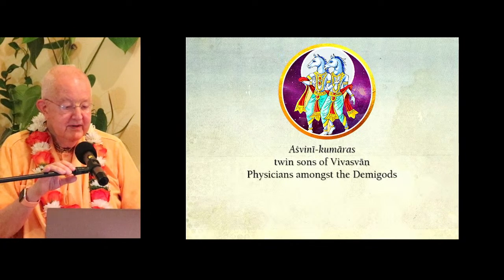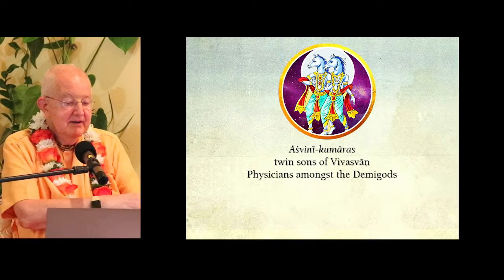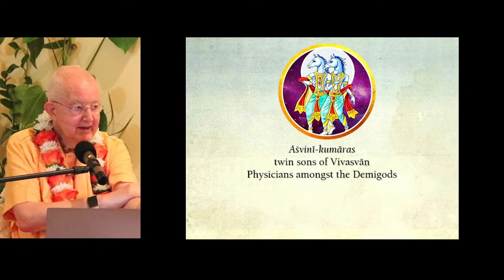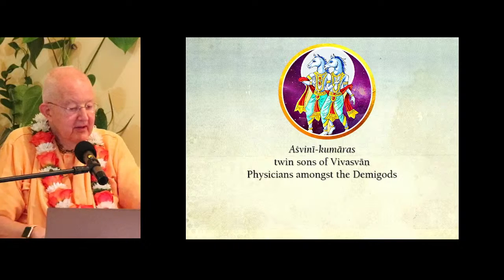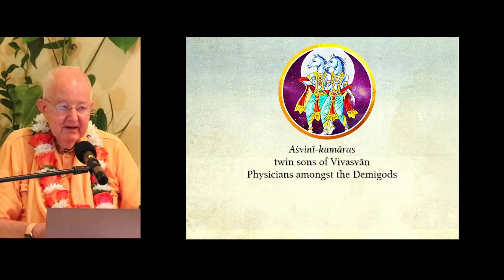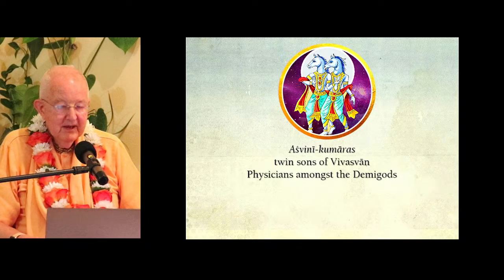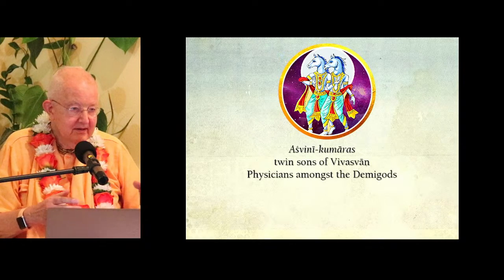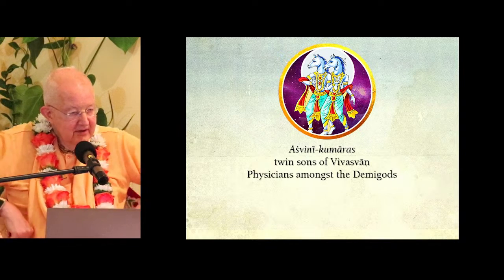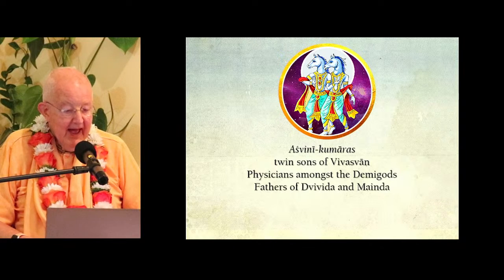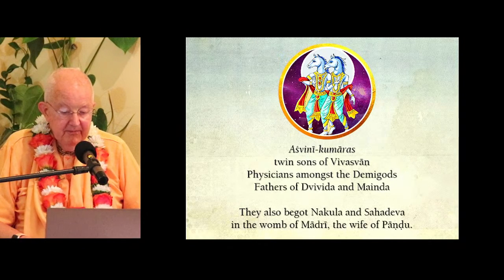So who are the Ashwini Kumaras? They're sons of Vivaswan, and amongst the demigods, they're not exactly demigods, they're royal physicians. They're not exactly demigods, they're not exactly not demigods, but they have a very special status. And sometimes the demigods get a little nitpicky with them: you're not a demigod. But that's their status. And they became the fathers of Dvivida and Minda.